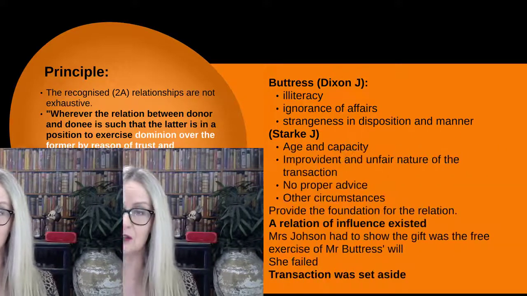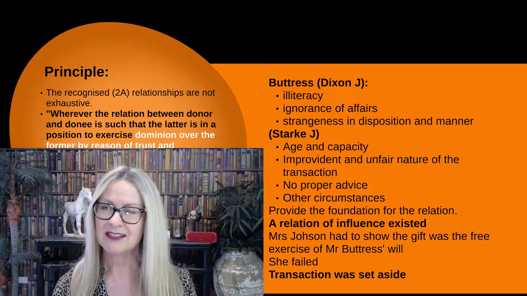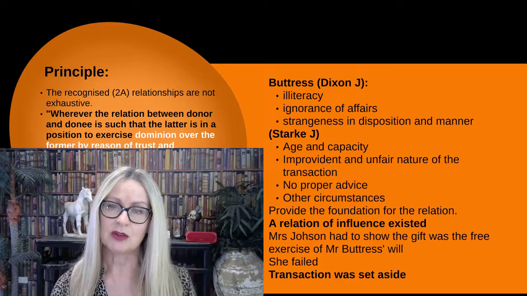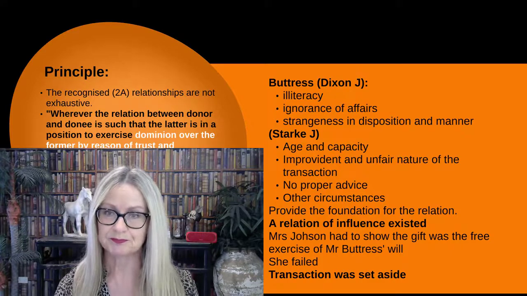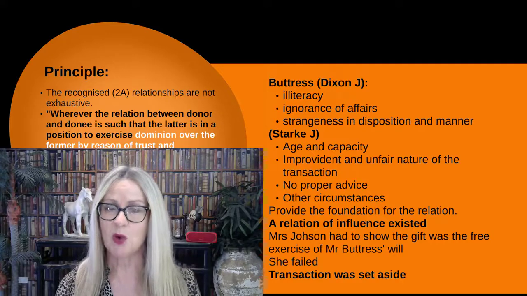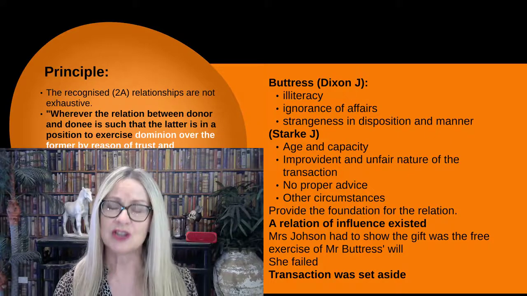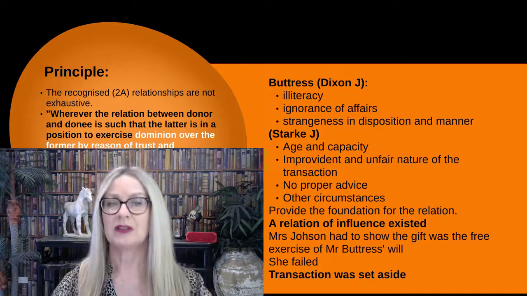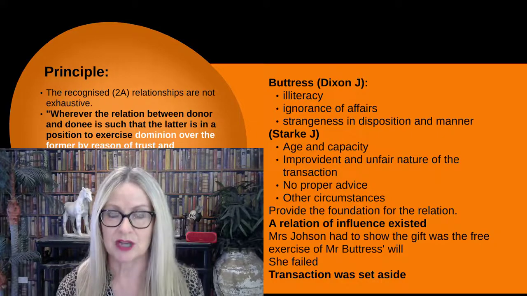Now, here we had dear old Mr. Buttress being, as I said, illiterate, ignorant of affairs, particularly business affairs, with some quirky personality characteristics in his disposition and manner that all added up to a person clearly in a weaker position compared to Mrs. Johnson. For Justice Stark, particularly his age and capacity, the fact that it was quite an improvident or unfair transaction. He was basically giving everything away. He'd had no other advice, and there were some other circumstances in the wings. It all added up to a relationship of trust and confidence. She should have done more to ensure that his interests were best looked after.